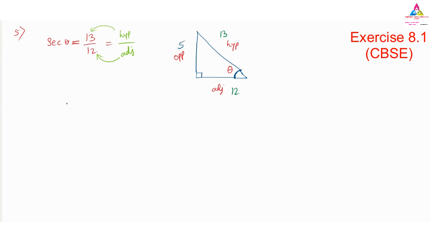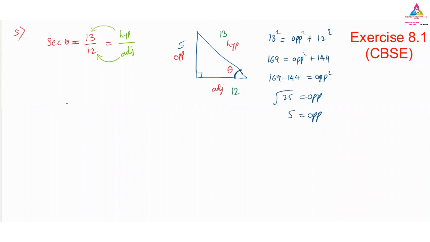Thus we have found the opposite, adjacent, and hypotenuse. If you have not understood, go for the Pythagoras theorem. The square of the hypotenuse, 13 squared, equals opposite squared plus adjacent squared, 12 squared. 13 squared is 169, and 12 squared is 144. 169 minus 144 is equal to opposite squared. So it is 25. Root of 25 is equal to opposite, and that is 5. So the opposite side will become 5. Like this way you can find it.